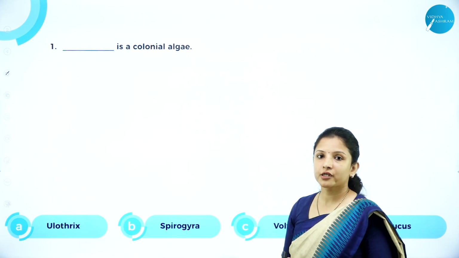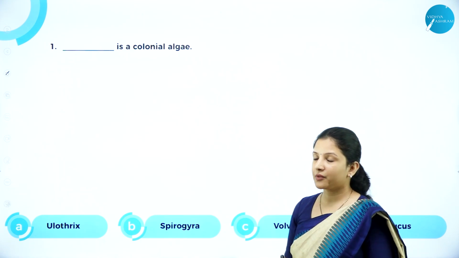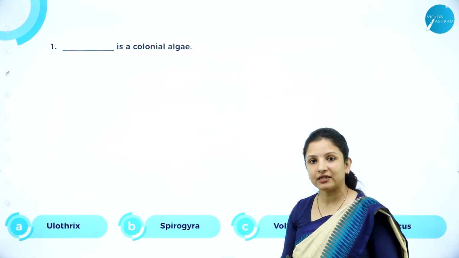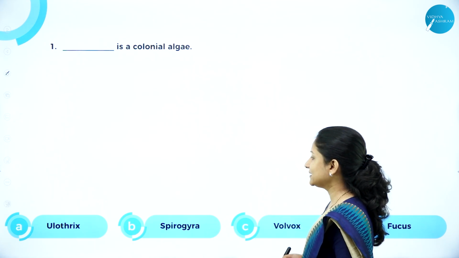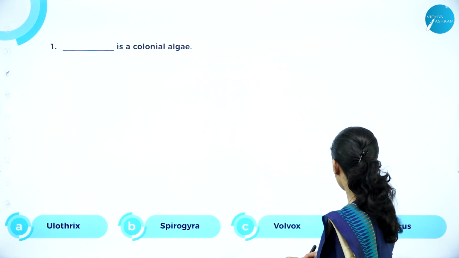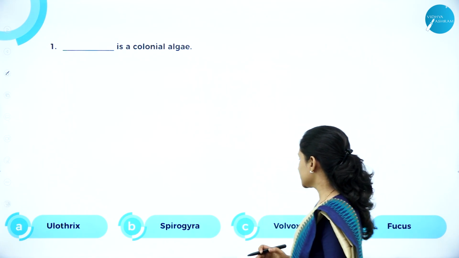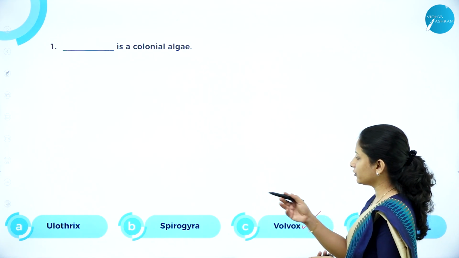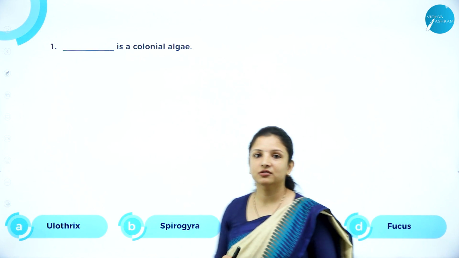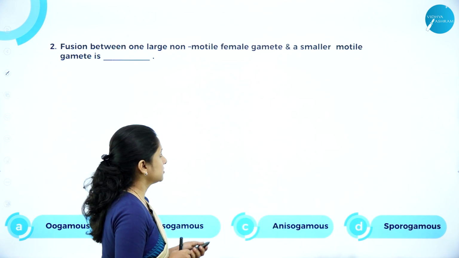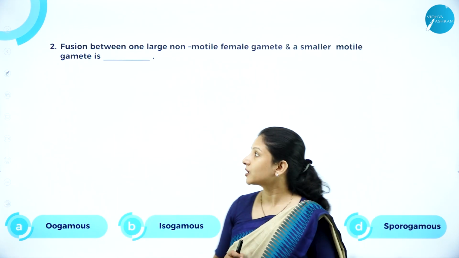So now we'll look into some of the MCQs that can be framed from this particular topic from an exam point of view. Dash is a colonial alga. Is it Oedogonium, Spirogyra, Volvox or Fucus? It is Volvox. Ulothrix, Spirogyra and the others are filamentous in nature. So Volvox is the one that is colonial. So Volvox is the answer.